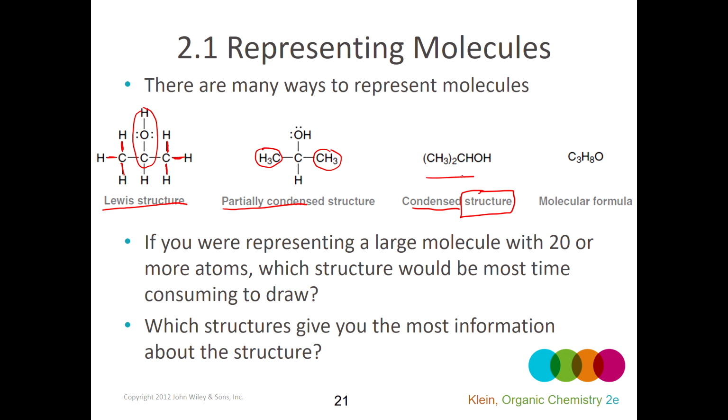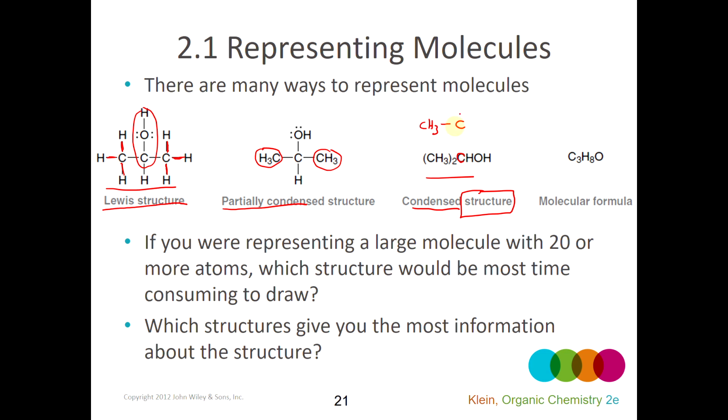This representation is meant to be the same as the Lewis structure. It's just we're not showing the bonds. So from this you have to be able to infer where the bonds are. Anything in parentheses is implied to be attached to the neighboring atom. So this carbon here has 2 CH3 groups attached to it.